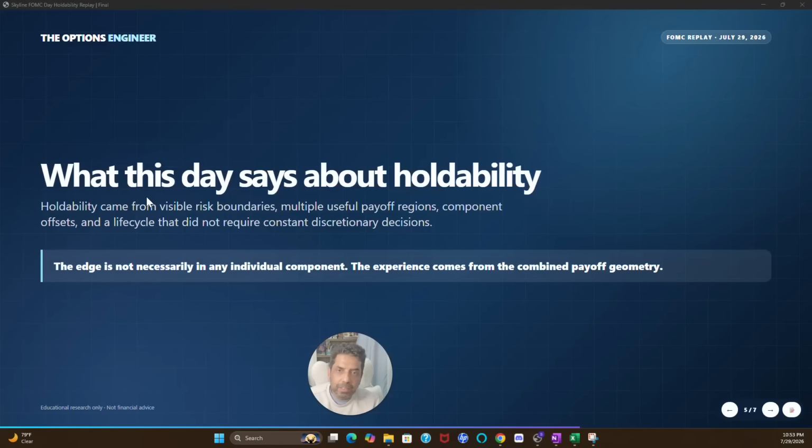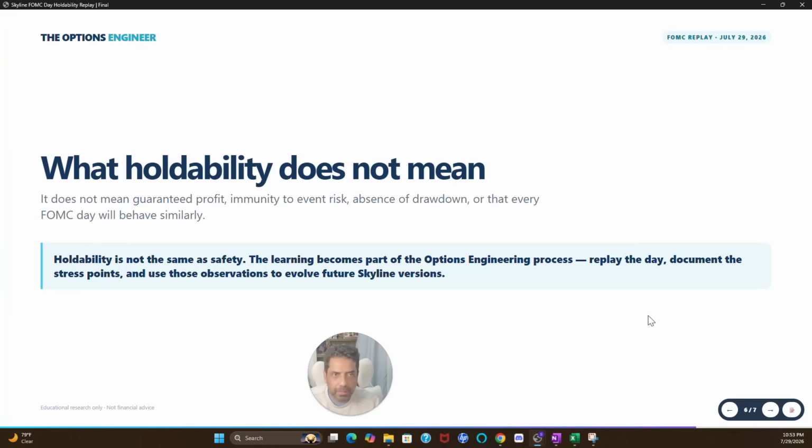My main takeaway is that holdability is a property of the full system. It comes from the payoff shape, the outside floors, the overlap among components, and a clear life cycle assumption. It does not mean the structure is low risk or comfortable at every moment. This is an important limitation.